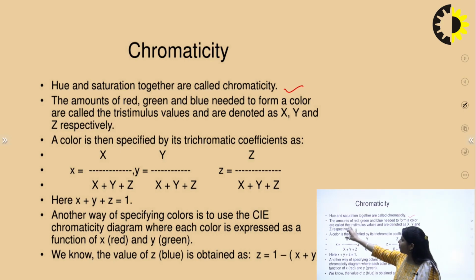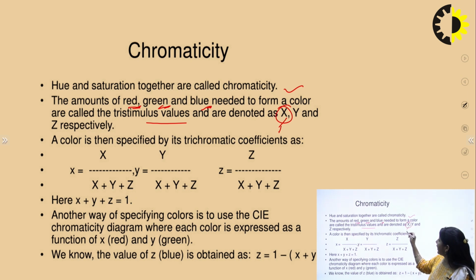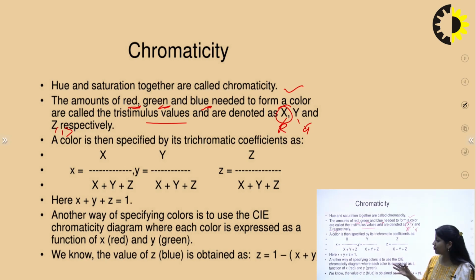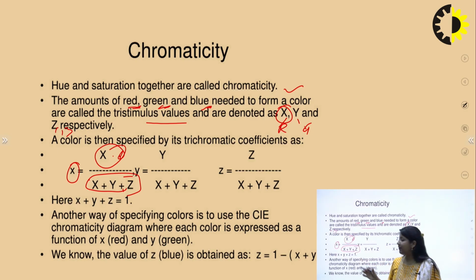So we can calculate hue, and this chromaticity actually can be calculated by this formula. So if we have an amount of red, I have to calculate the amount of green and amount of blue needed to form a color. So actually we denote X for red, Y for green, and Z for blue. So we can calculate the chromaticity from these actual colors. So we can calculate small x, that is capital X upon X plus Y plus Z, meaning red color intensity will be divided by the combination of these three.